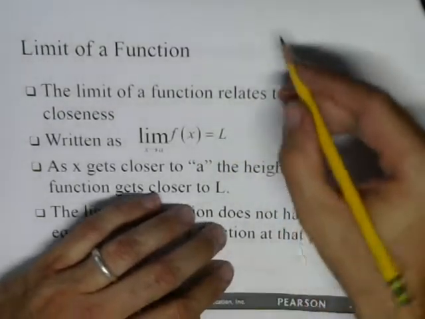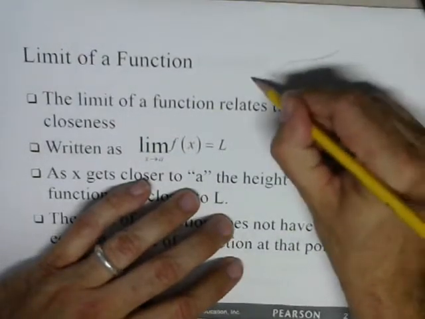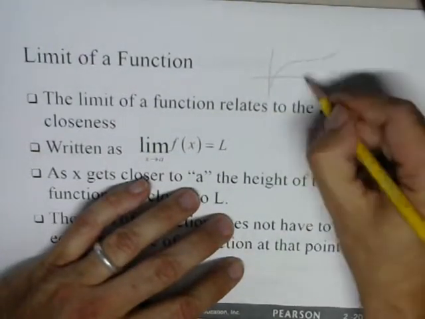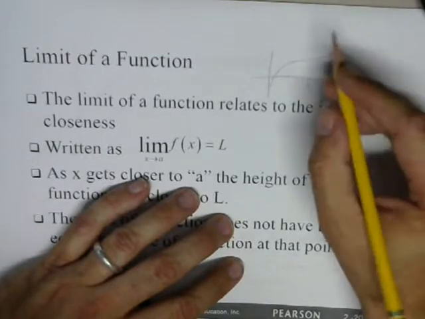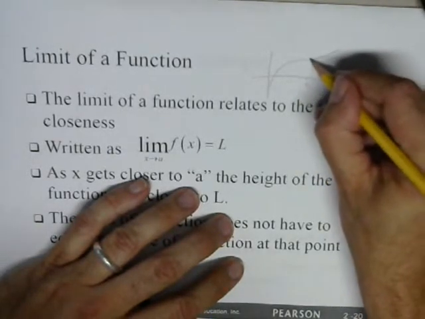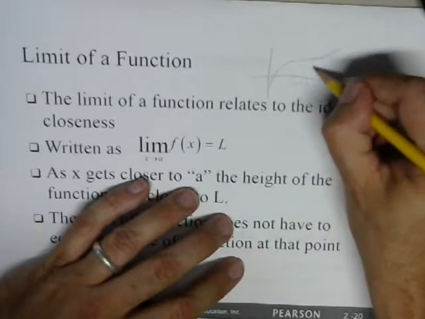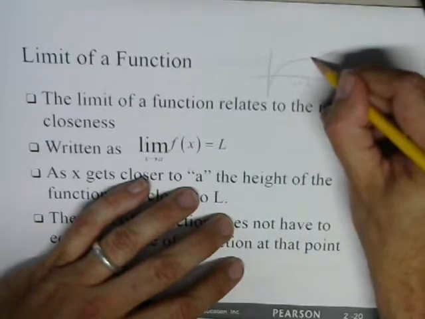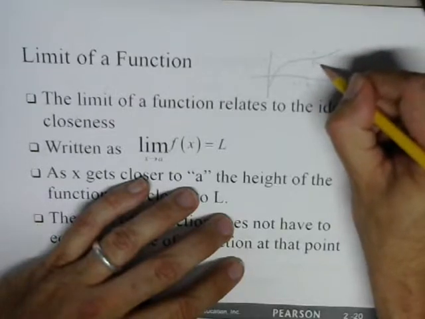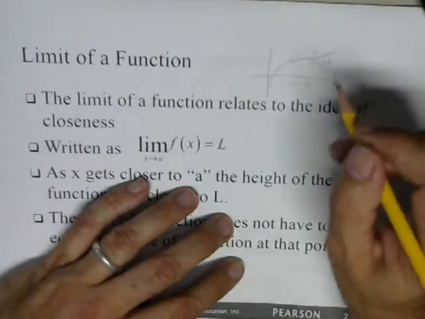So you can kind of think of it this way, right? You've got a function here. Here's your x and y axis, and let's say that this is a on the x-axis, and you're moving along the curve, and as x gets closer to a, as you're moving this way, right? You're basically saying that the height of the function will get closer to this height L.